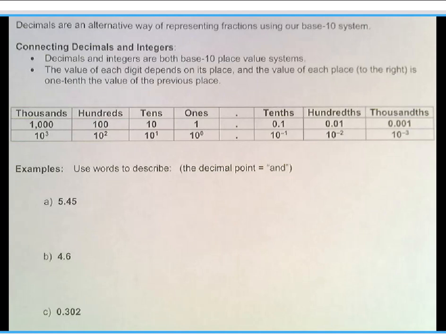In this chapter, we're going to look at decimals. Decimals are just like fractions. They actually say the same thing. It's just we have two different languages. We have fraction language and we have decimal language.